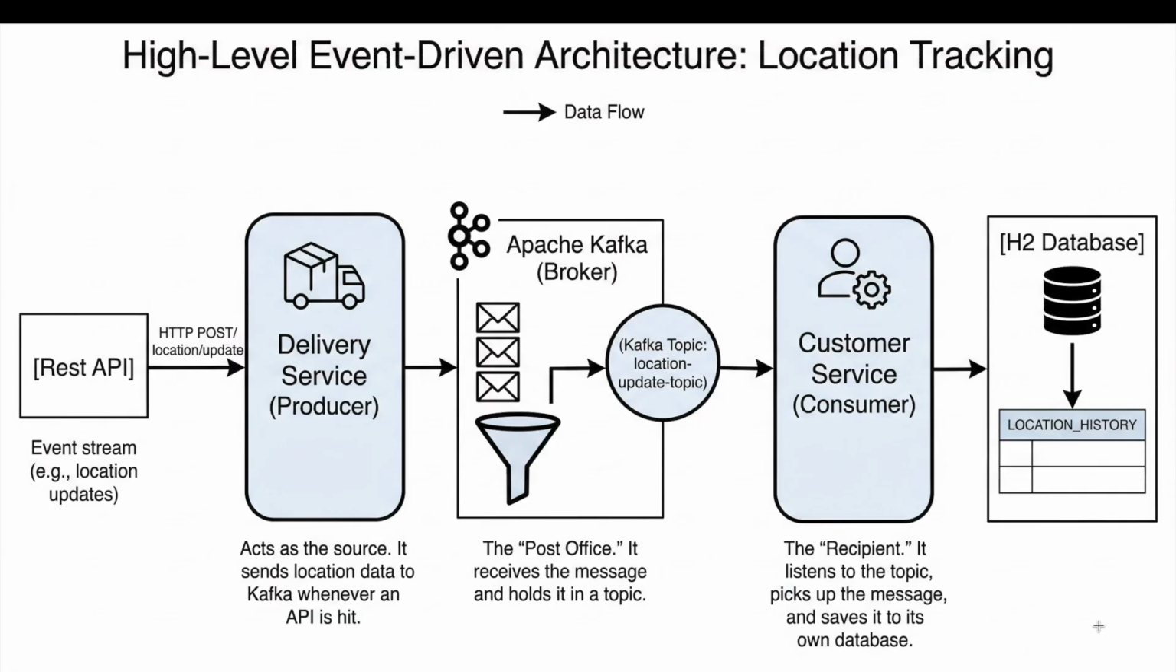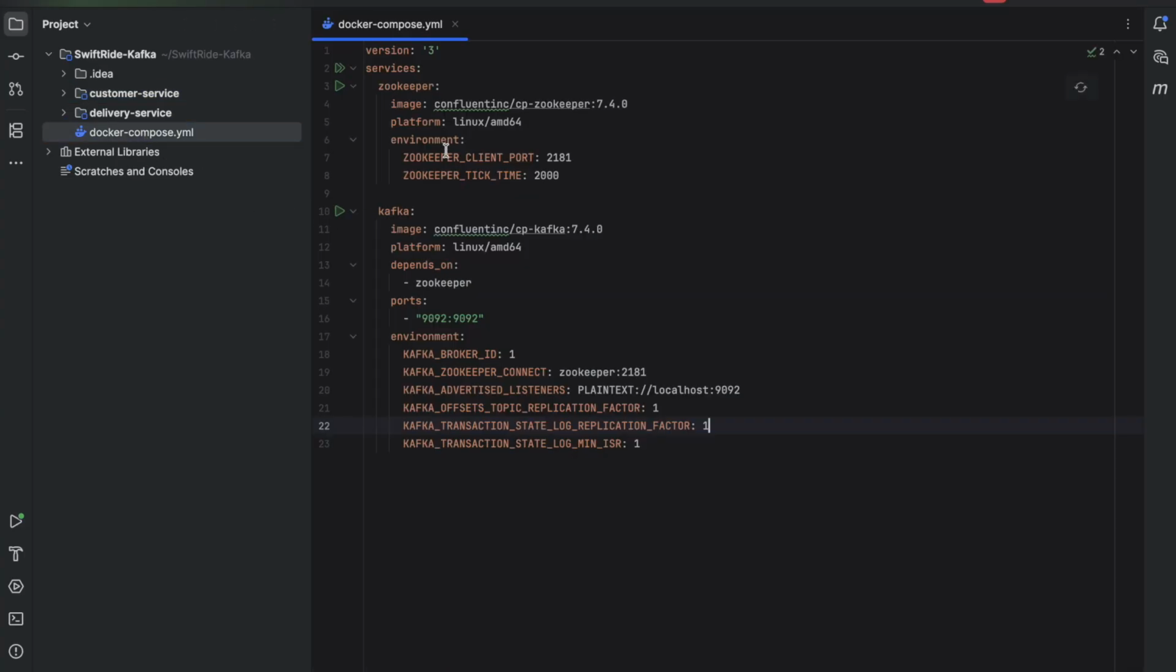So this asynchronous flow ensures that if customer service is down, the delivery service can keep producing messages without failing. We are using Docker for running two services, Zookeeper and Kafka. Kafka is running on port 9092, and these are the properties you can see.